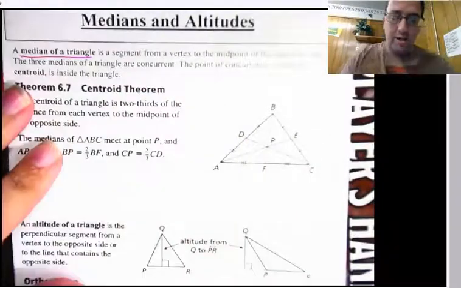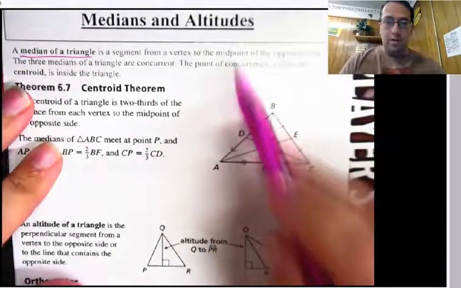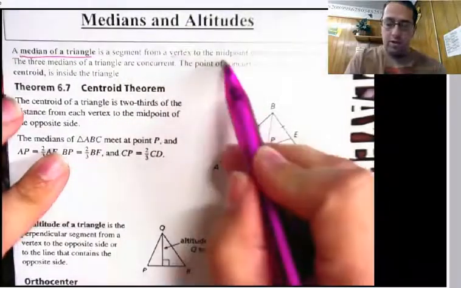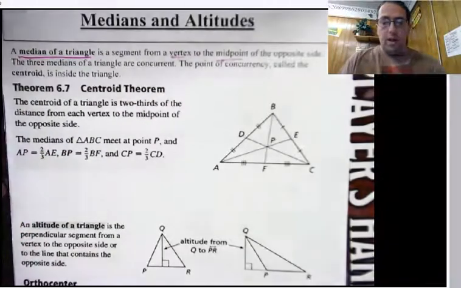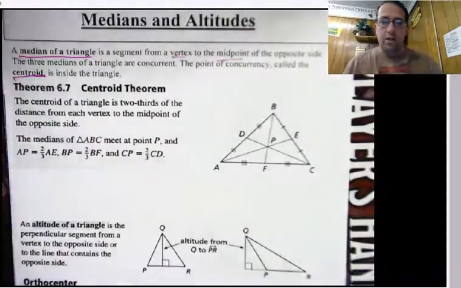Median of a triangle. It is a segment drawn from a vertex to the midpoint of the opposite side. Okay? So from the vertex to the midpoint. And the three medians of a triangle are concurrent, which if you remember, means that the three medians intersect at the same point. And the point of concurrency, this point where all three of them come together, is called the centroid.